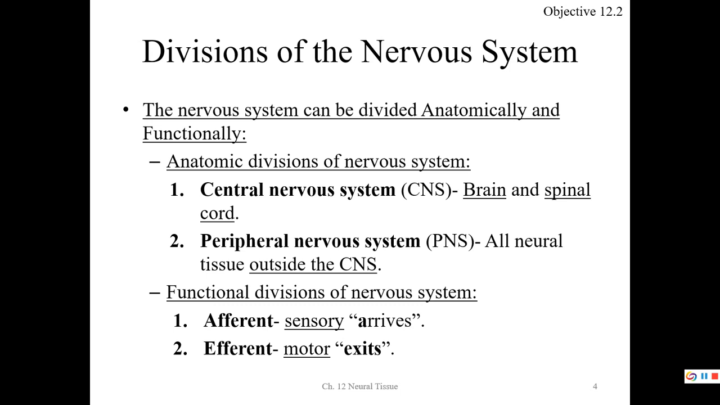Now, there is a sensory and motor aspect to our nervous system functionally. In anatomy circles, we call this afferent and efferent. Afferent arrives. What arrives at the CNS is sensory information. Efferent exits. What exits the CNS would be motor commands. So afferent is sensory, efferent is motor.